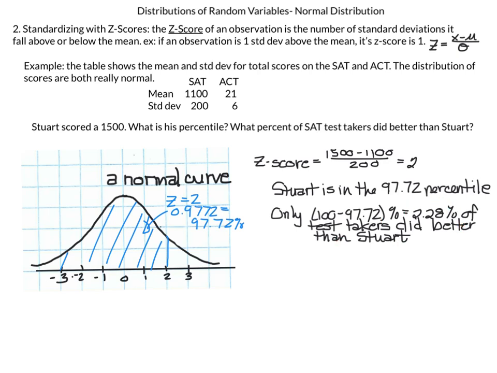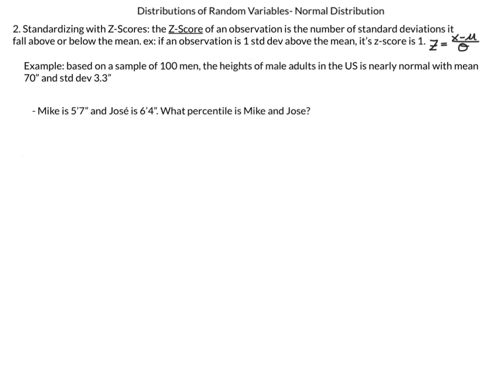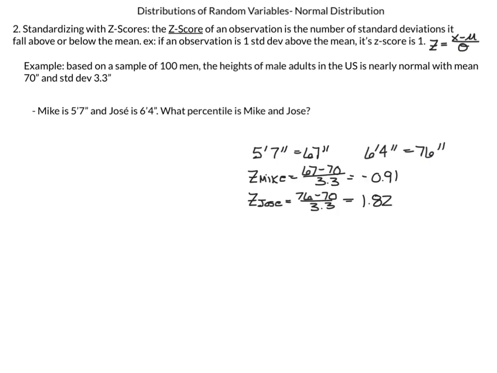Our next example is based on a sample of 100 men. The heights of male adults in the US is nearly normal, with mean of 70 and standard deviation of 3.3. If Mike is 5'7" and Jose is 6'4", what percentile are Mike and Jose? First, I'm going to convert Mike and Jose into inches. So the 5 feet is 60 inches plus 7, so that's 67 inches. 6 times 12 is 72 plus 4 is 76 inches. And next we can compute their z-score.